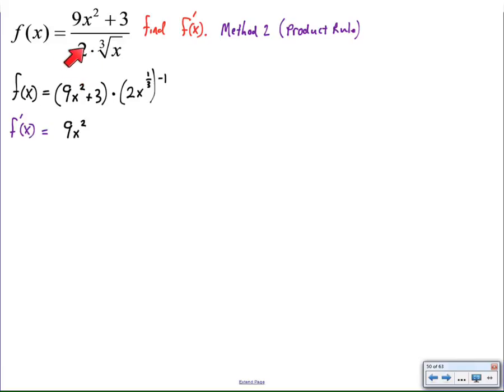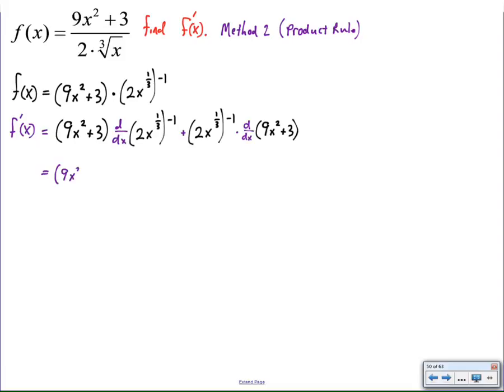But you can do it. Take the entire denominator and express it as the product of the numerator times the denominator to the negative 1 power. So now I can apply the product rule, first times the derivative of the second, plus the second times the derivative of the first. And we have the first times the derivative of the second.